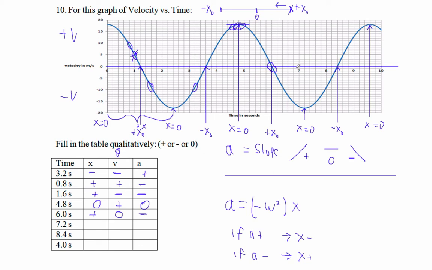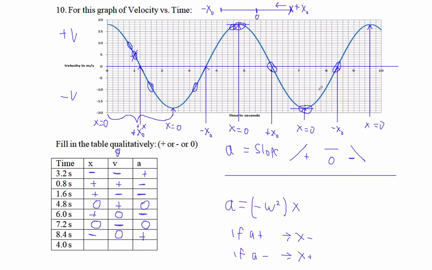Okay, let's see, 7.2. Here's 7, here's 7.2. Oh, that's another special one. Again, our slope, or our acceleration, is also 0 at 7.2. So therefore, our X is also 0. But our velocity is negative. All right. And then let's look at 8.4. That's right here. It's another special one. Going right through 0, so our velocity is 0. Our slope is some positive maximum, and somehow, therefore, our X must be negative, because these guys are always opposite.